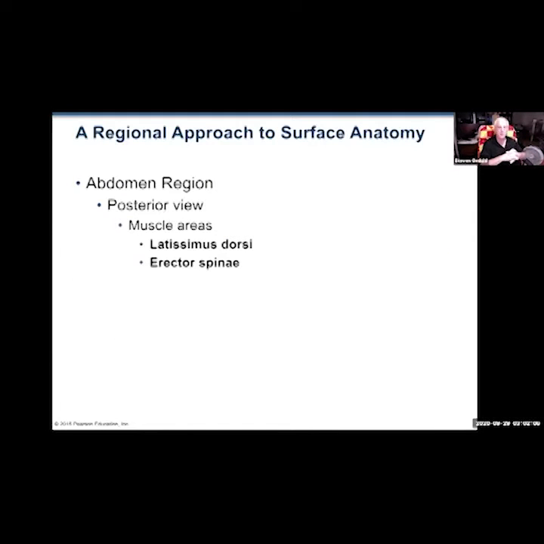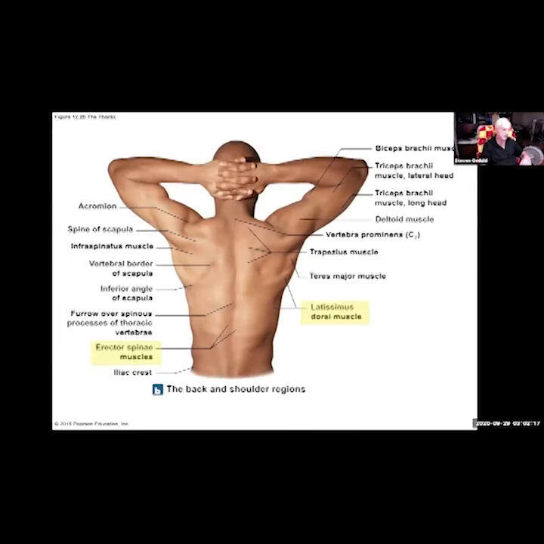Posterior view of the abdominal region: the muscles in the back are the latissimus dorsi and the erector spinae. There's the latissimus dorsi muscles on the side, and then the erector spinae goes on both sides of the spinal column.